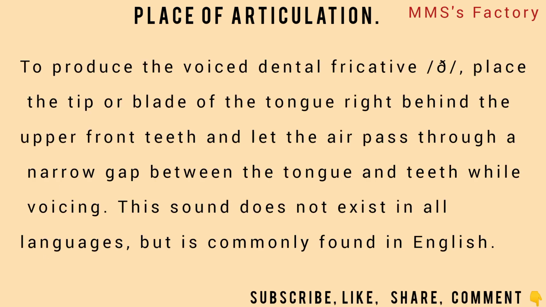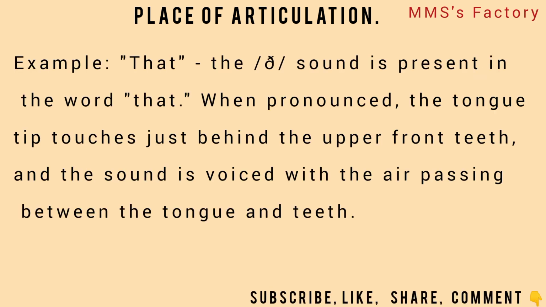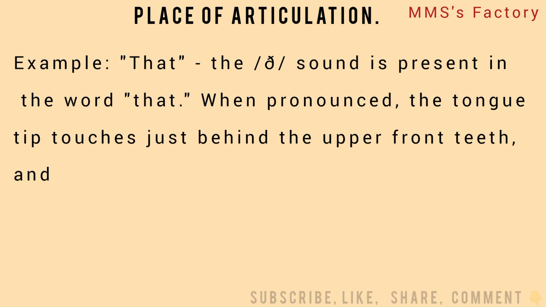To produce the voiced dental fricative ð, place the tip or blade of the tongue right behind the upper front teeth and let the air pass through a narrow gap between the tongue and teeth while voicing. This sound does not exist in all languages, but is commonly found in English. Example: that, the sound is present in the word that. When pronounced, the tongue tip touches just behind the upper front teeth, and the sound is voiced with the air passing between the tongue and teeth.